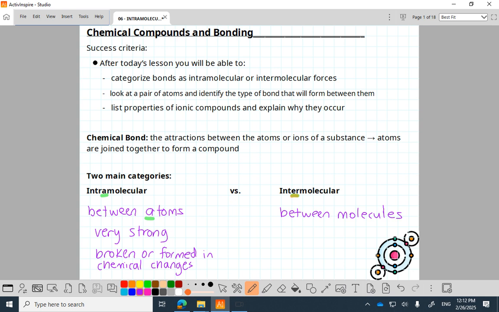For intermolecular, I don't want to write weak because that sort of implies they're not important, but intermolecular forces are vital for us to be as complicated as we are. They are vital for life on Earth. So I'm going to put not as strong.